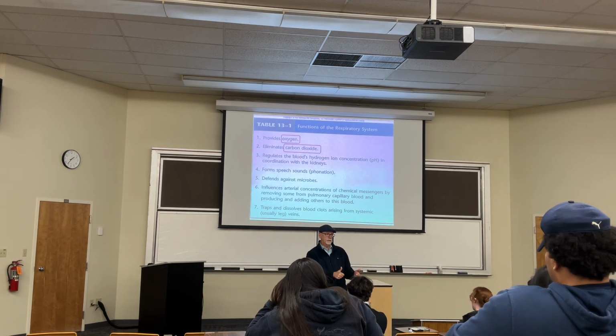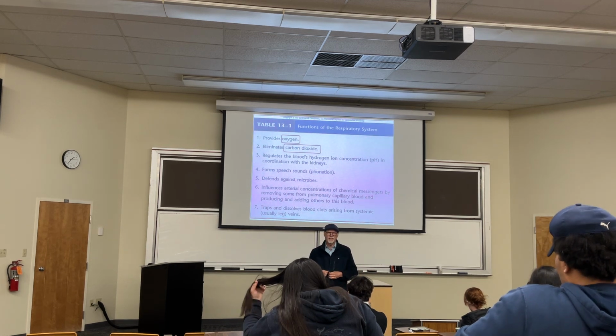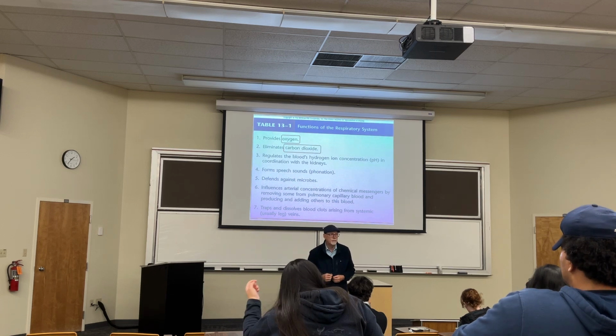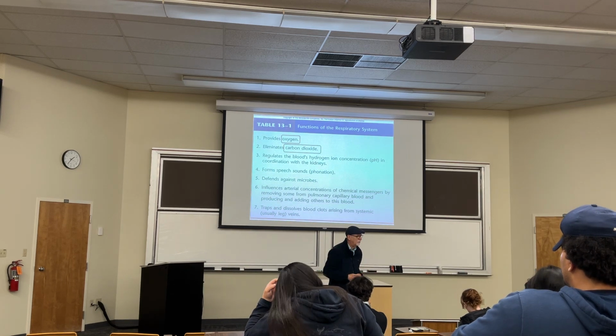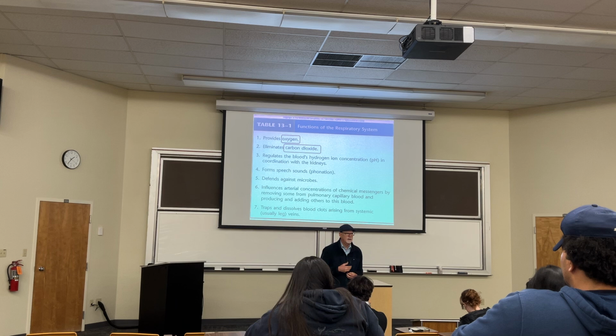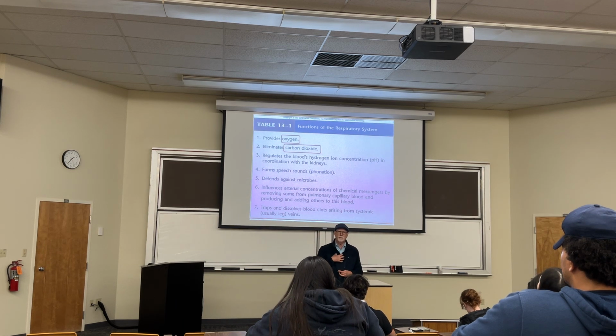We need it to be huge, but it's a vulnerability for the body because now pathogens and stuff can get in there. So we have a number of protective things. We have some dust cells, or macrophages, phagocytic cells, white blood cells in our lungs that help eat up the bacteria.